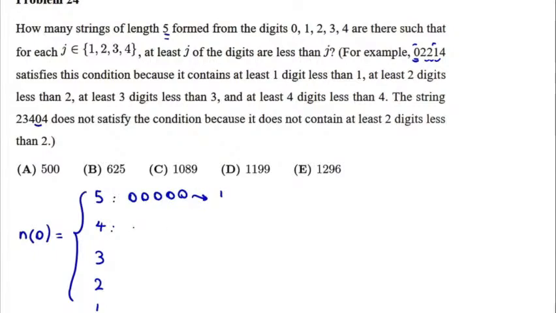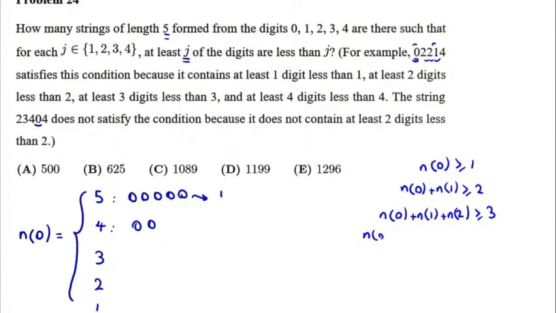If you have 4 zeros, let's write the condition. It says at least j of these elements are less than j. So, if j is 1, at least one of them should be less than 1, should be 0. So n of 0 should be at least 1. And then if j is 2, at least 2 of the digits are less than 2. So 0 and 1 are less than 2, and the number of them should be at least 2. The conditions are this: n of 0, if j is 3, plus n of 1, plus n of 2, should be at least 3, and n of 0 plus n of 1 plus n of 2 plus n of 3, for j equal to 4, should be at least 4. So we have these four conditions.